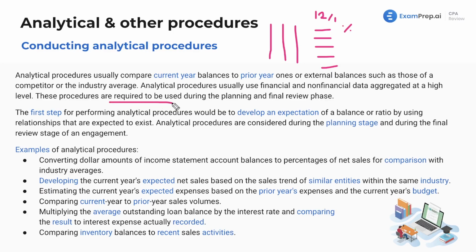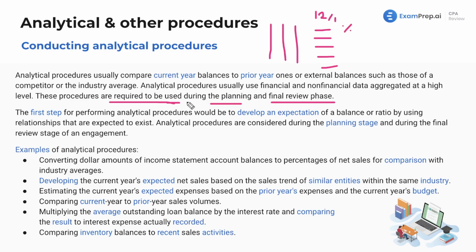Now, these analytical procedures usually use financial and non-financial data aggregated at a high level, and these procedures are required to be used during the planning and final review phase. Keeping that in mind, what's the additional phase we could do them in? Well, that would be the testing phase, and you're not required to use analytical procedures during the testing phase in the middle of the audit. However, you can use them as substantive procedures.